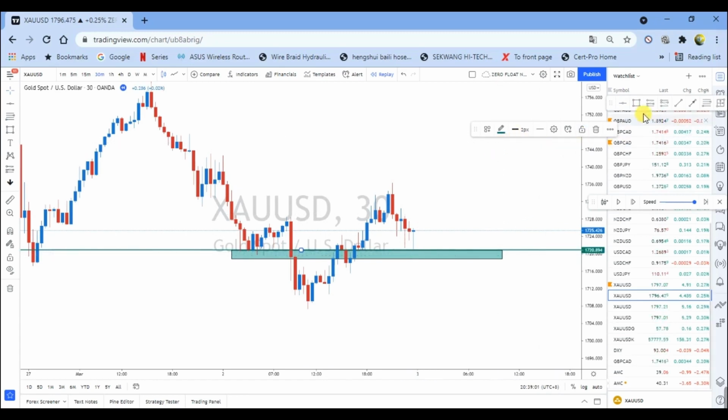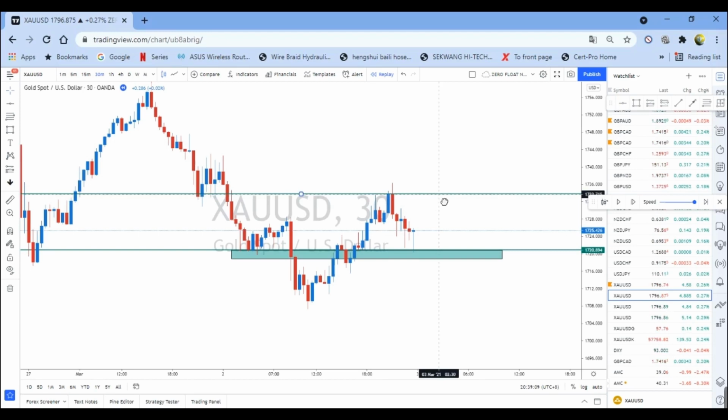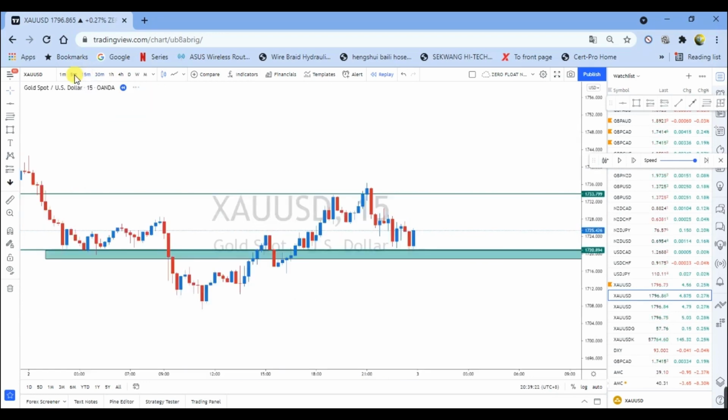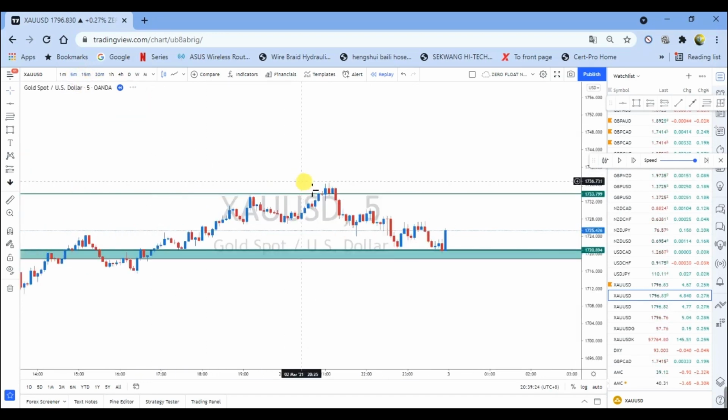Next thing is we want to mark our TP. Okay, set our profit. So we set profit in this area. Our entry is 1720.894 and exit at 1733.799. So along this way, there are a lot of roadblocks. Let's move to the M15. Let's move to the M5.